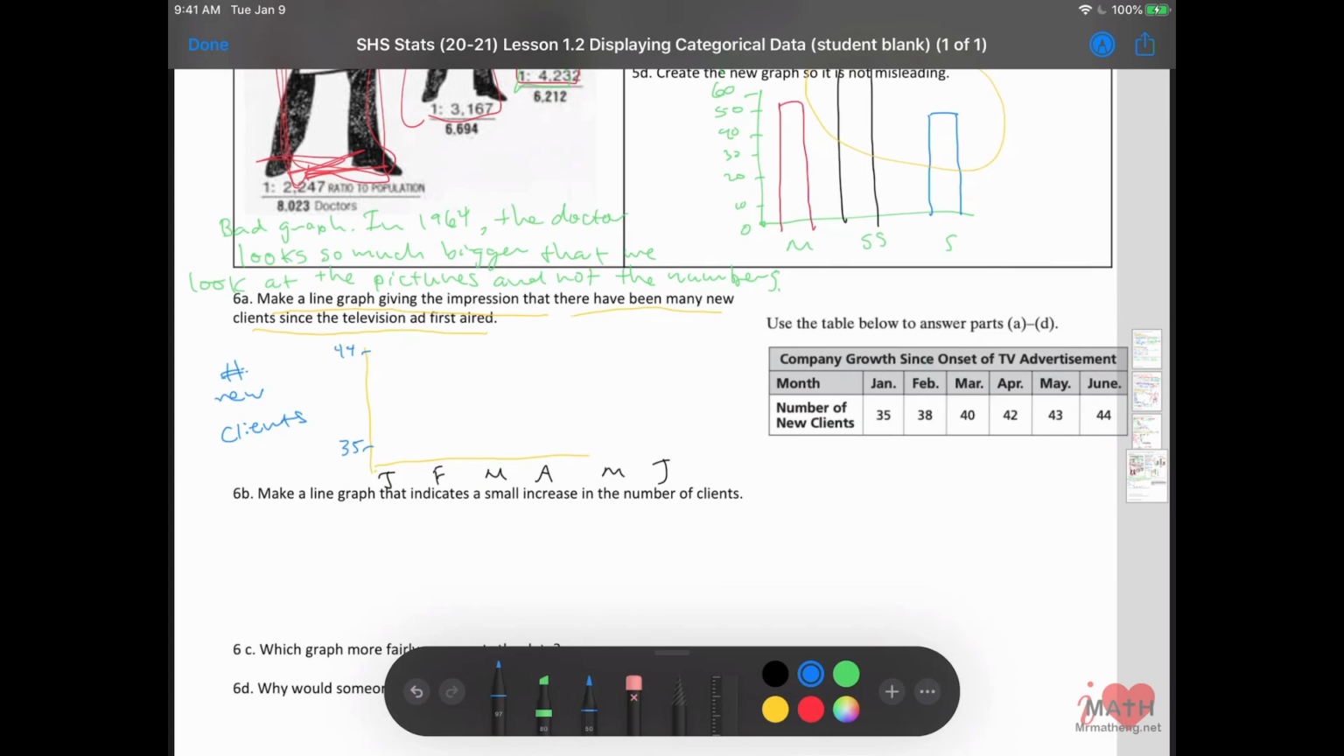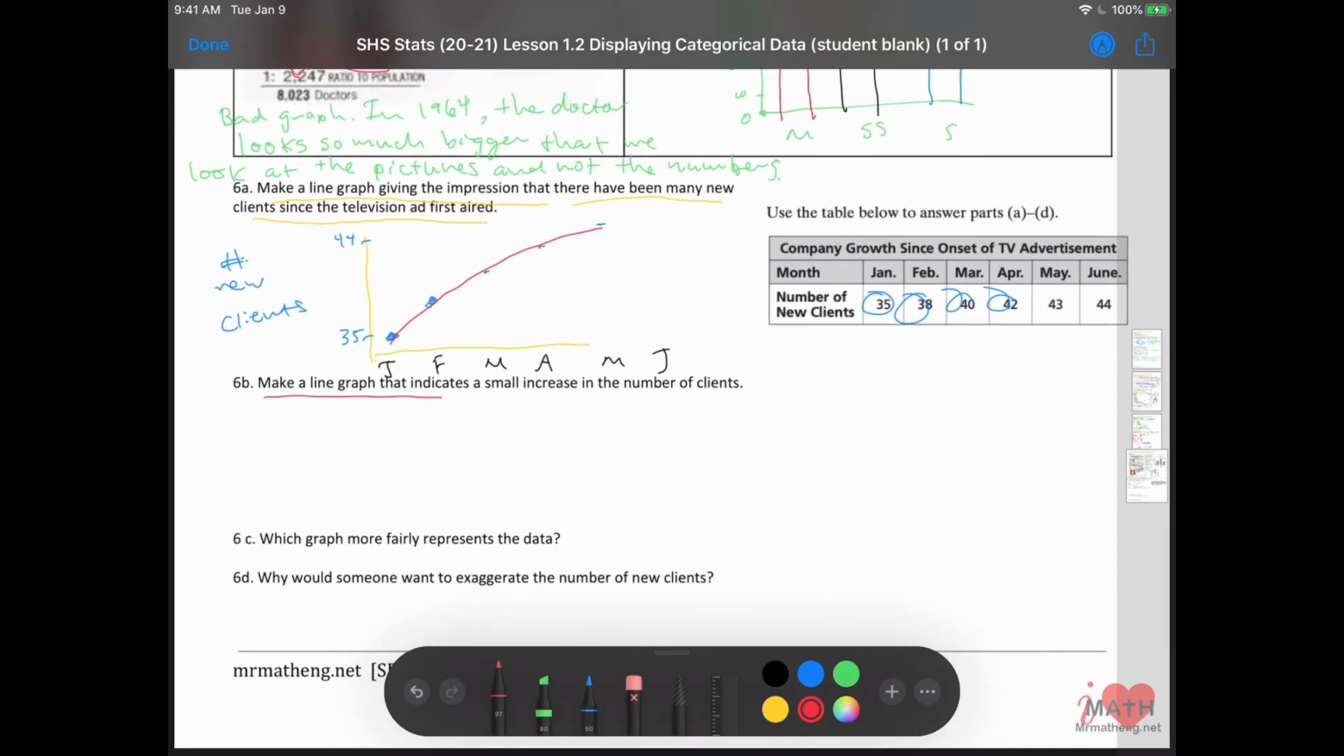And then from here, a line graph is just kind of putting a dot. So 35, and then 38, 40, 42, and 44. And you're trying to show that, wow, this is really going up, really big time, right? But if you just change your graph, make a line graph that now indicates that there are small increases. So, well, what did you do in the last problem? They didn't do that part.